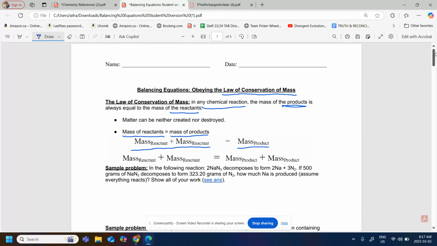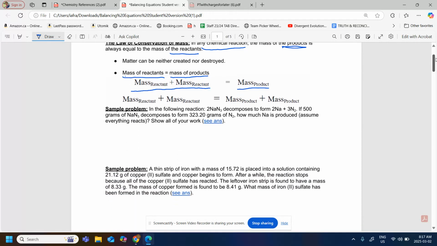So we're going to do a few problems where you might have to determine the mass before and after using the law of conservation of mass. So let's take a look at this reaction here. In the following reaction, NaN3 decomposes to form Na plus N2. If 500 grams of NaN3 decomposes to form 323.20 grams of N2, how much Na is produced? Assume everything reacts. Show all your work.